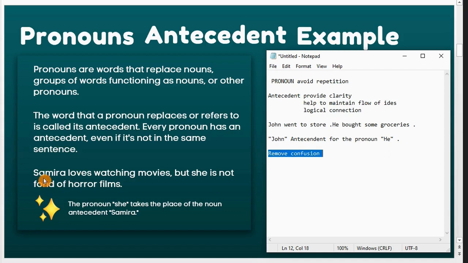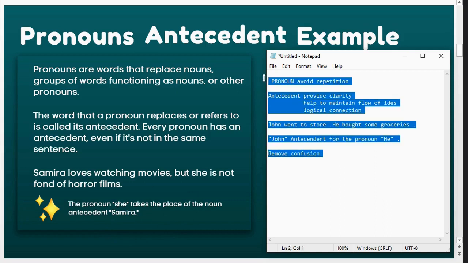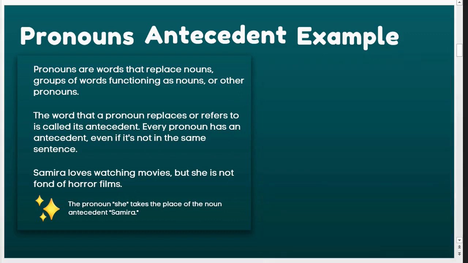So we will now read this one example. Samira loves watching movies, but she is not fond of horror films. Here we use "she" instead of Samira, so we do not use her name again. The pronoun "she" takes the place of the noun antecedent, Samira. So I hope you understand what an antecedent of a pronoun is. We move to the next slide.